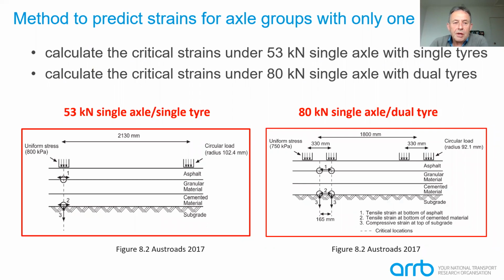For each of those axle groups, we first calculate the strain under a 53 kilonewton single axle with single tyres, and also the strains under an 80 kilonewton single axle with dual tyres. So there are two critical values that we calculate to start off with. And you can see the contact stress here for the contact areas are different for those two different configurations. So we start off by predicting those two strains in our trial pavement.